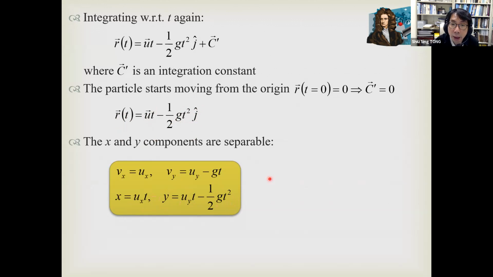So now we exactly reproduce our result learned in high school. These are the equations of projectile motion under uniform gravity. Now, let's stop here, okay?